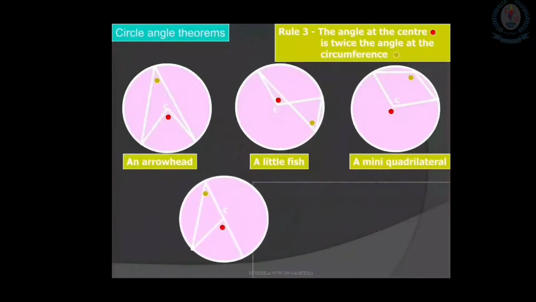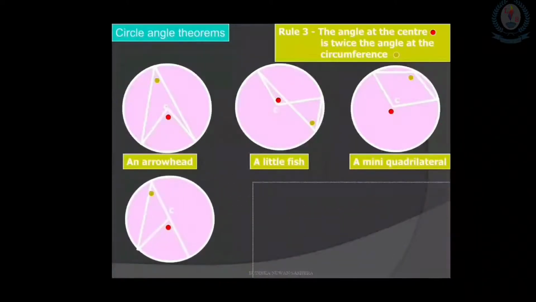At the same time, these kinds of special cases can also come. You can see here the diameter, and the angle at the circumference I have marked as a green dot, and the angle at the center I have marked as a red dot. So always the value of the red dot should be twice the value of the green dot.